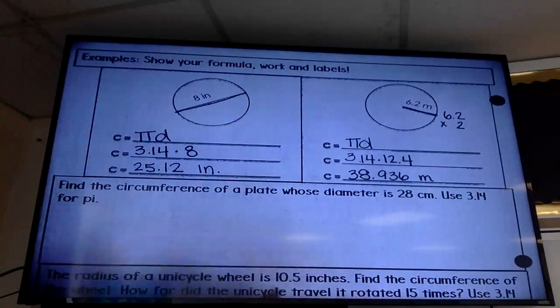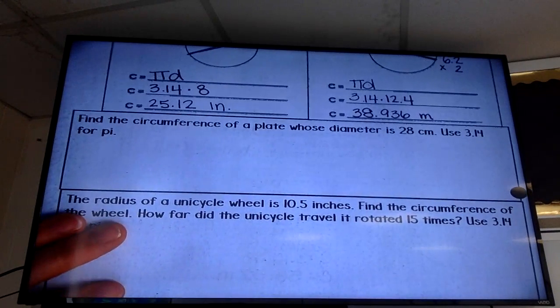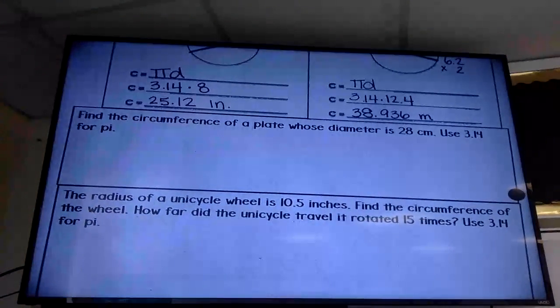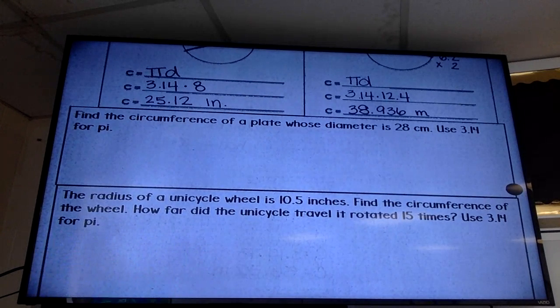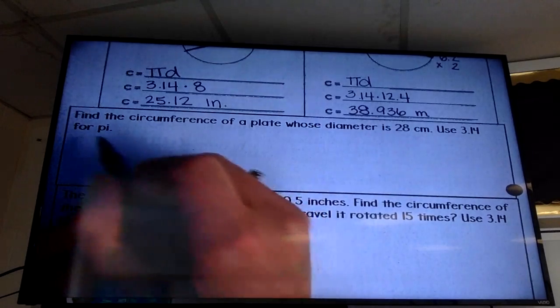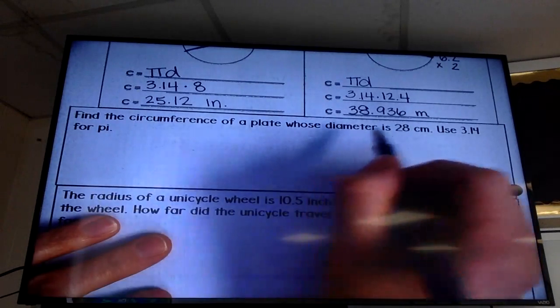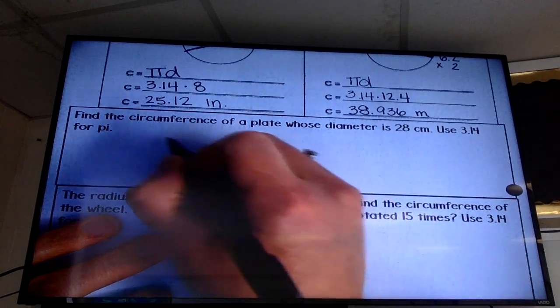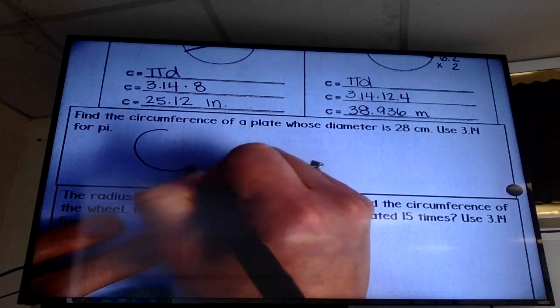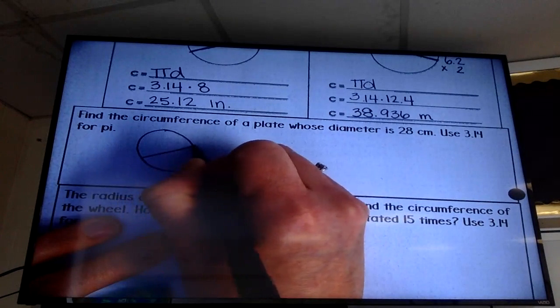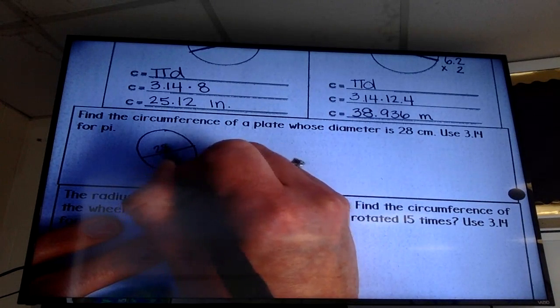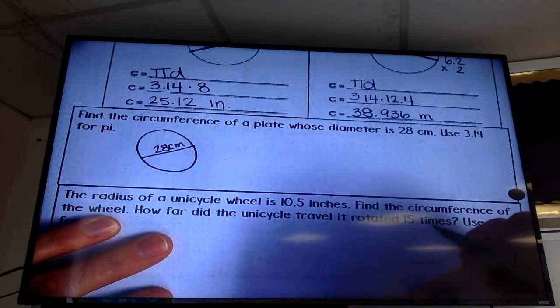So the next two are the same type of problem, except it's been given to you in word form. I oftentimes draw pictures whenever I am given words. That way I can see the radius or diameter and can see exactly what I need to do. So it says find the circumference of a plate whose diameter is 28 centimeters. I'm going to draw a picture. Here's my plate. And I know the diameter, that's all the way across, is 28 centimeters.